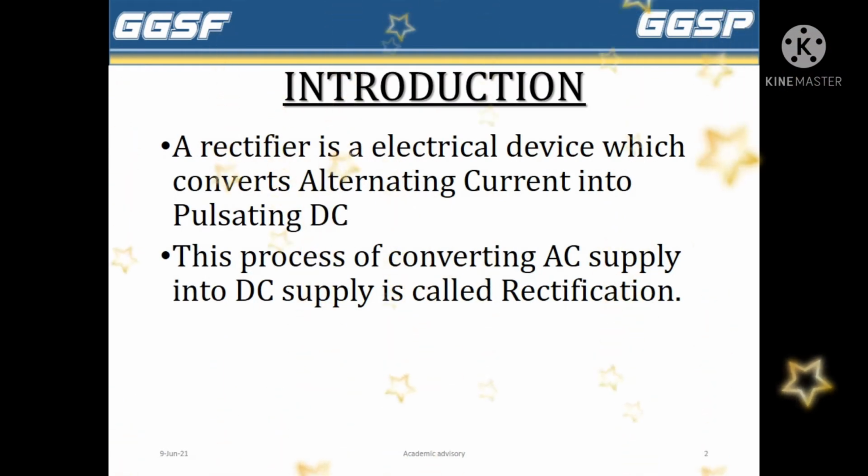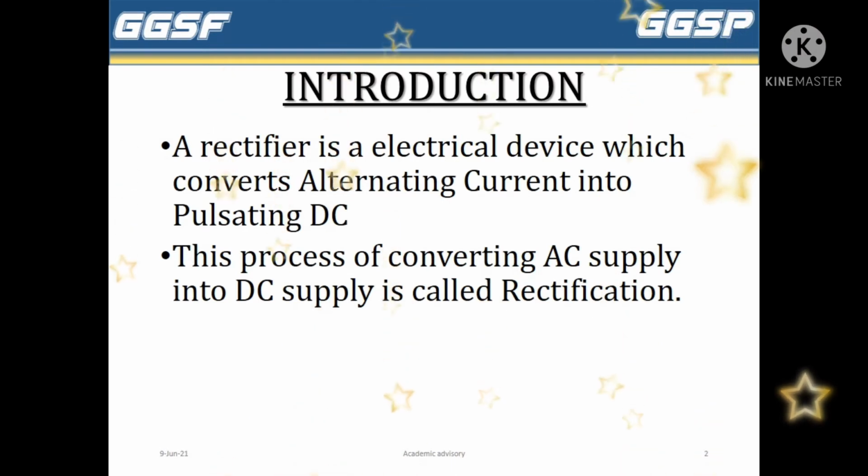Introduction. A rectifier is an electrical device which converts alternating current into pulsating DC. This process of converting AC supply into DC supply is called rectification.